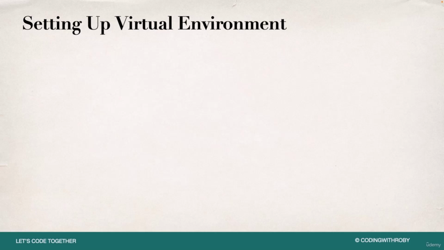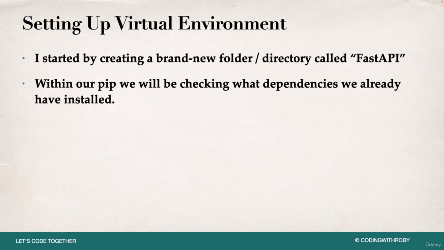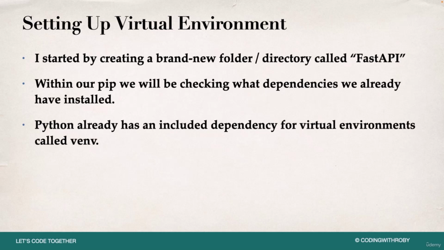So how do we go about setting up a virtual environment? Well, we start by creating a brand new folder or directory called FastAPI. Within our pip, we will be checking what dependencies we already have installed. We're going to use Python. Python already has an included dependency for virtual environments called venv, and that will be good enough for our solution, which is great since we don't have to download any other external dependencies to be able to create a virtual environment.